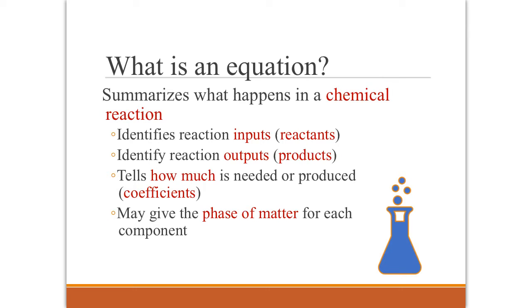So it's a short form of the most important information. It identifies the reaction's inputs, which we call reactants, and the reaction's outputs, which we call products. It also tells us how much of any particular reactant or product is needed by the coefficient in front of the formula, and sometimes we'll give you the phase of matter or the state of matter for each component in that reaction.